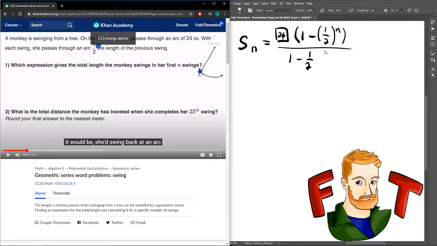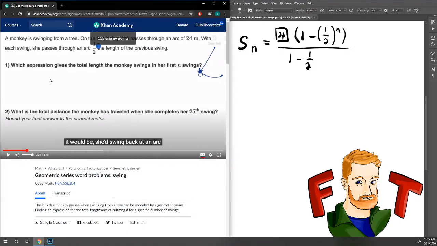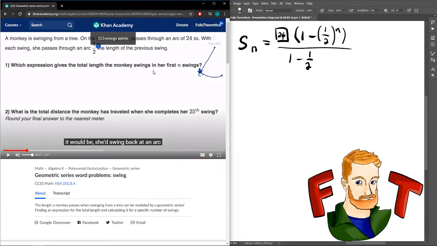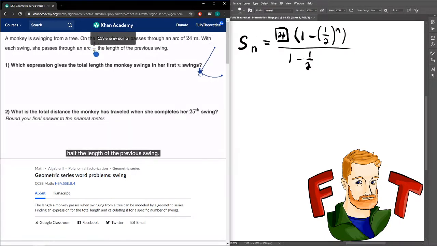Question number 1, where's my mouse at? Here it is. So question number 1 is this right here. I answered the question before, just as a setup. Okay. Swing back at an arc half the length of the previous swing.